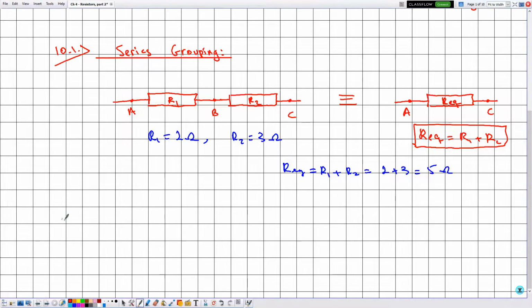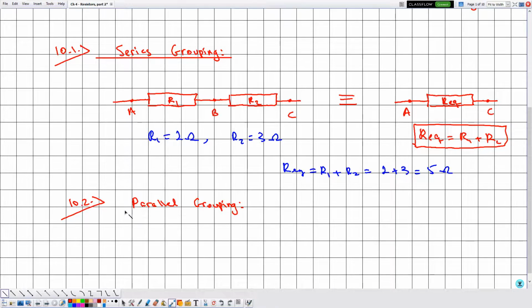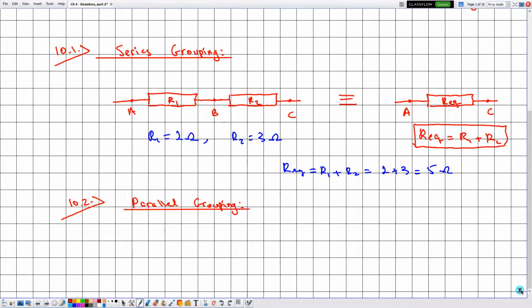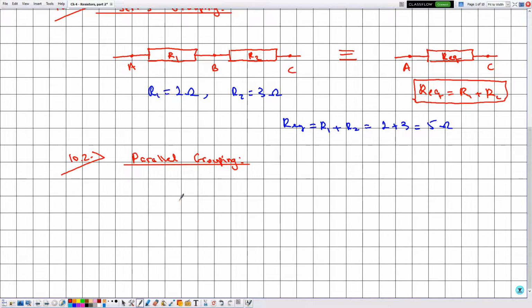Now as for the parallel grouping, because we know that we distinguish between two types of grouping, the parallel and the series. We have discussed the series. Now as for the parallel, let me consider two resistors that are in parallel. So suppose that this is the resistor R1 and this is the resistor R2.